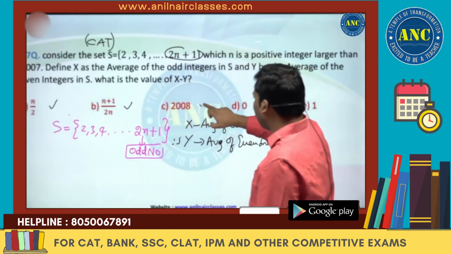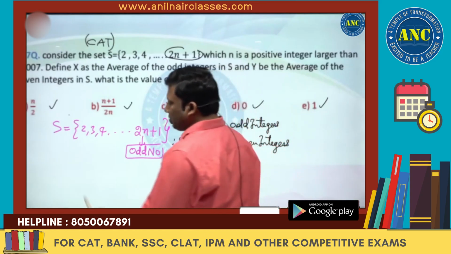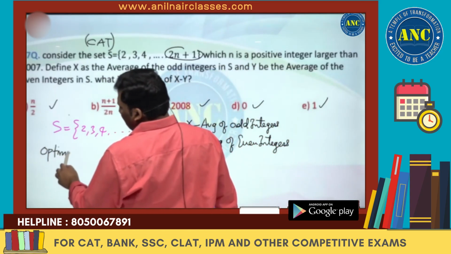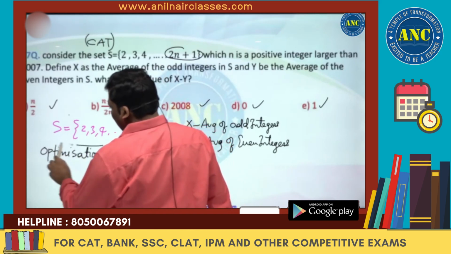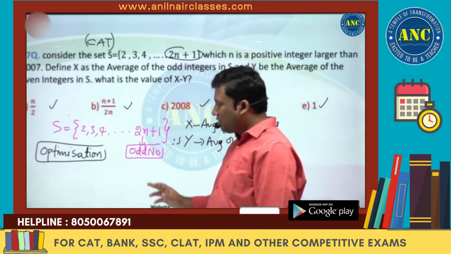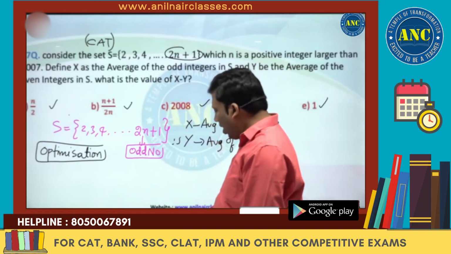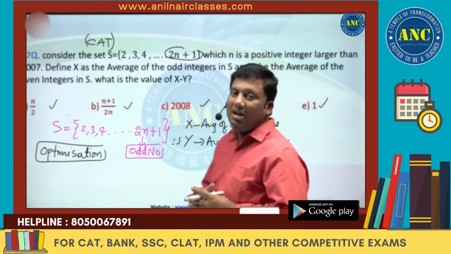Question contains variables. Answer contains variables and numerical values. So what is the best method? Yesterday we discussed optimization is the best method. If the question contains numerical values, answer contains variables or numerical values. Question contains variables, answer contains variables. Optimization is the best method. What is an optimization method?